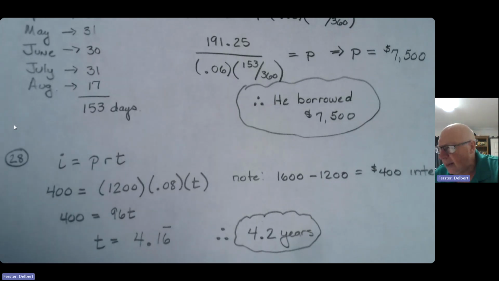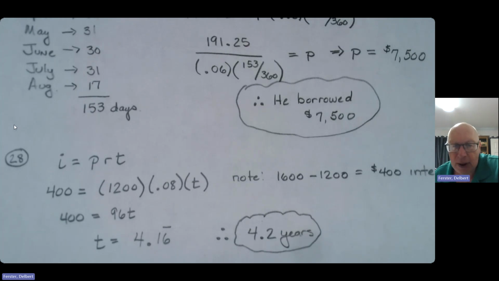Well, we were informed that we repaid $1,600 for what was a $1,200 loan. So the difference represents the interest charge of $400. So 400 goes in for I, 1,200 goes in for P, 0.08 for R. T is your unknown in terms of years. In this case, I multiplied the 1,200 times the 0.08, and that's how the 96 got there.